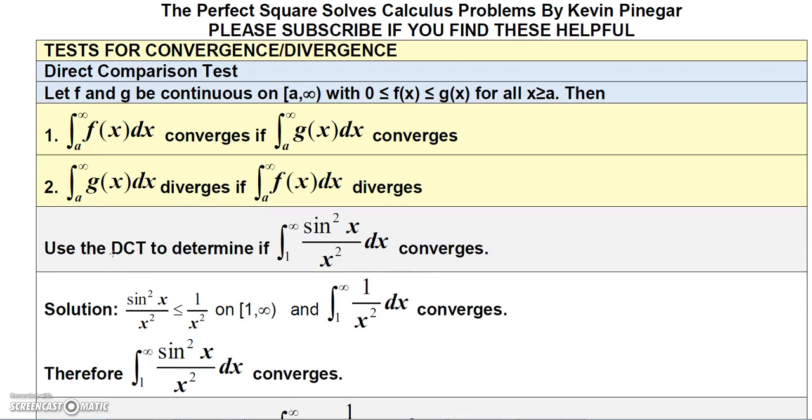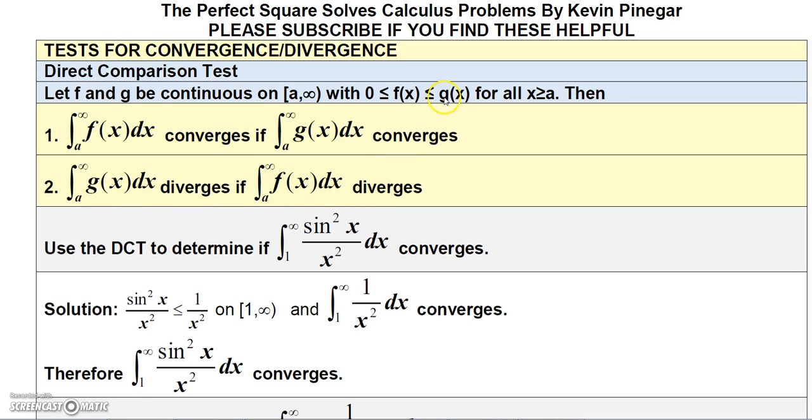There's a couple of tests for convergence that you can do with integrals. And when you talk about sequences and series, you'll see a lot of tests for convergence of sequences and series. But really here, basically this just says if f of x is less than or equal to g of x, then the integral from a to infinity of f of x converges if the integral of g of x converges, and the integral of g of x diverges if the integral of f of x diverges.